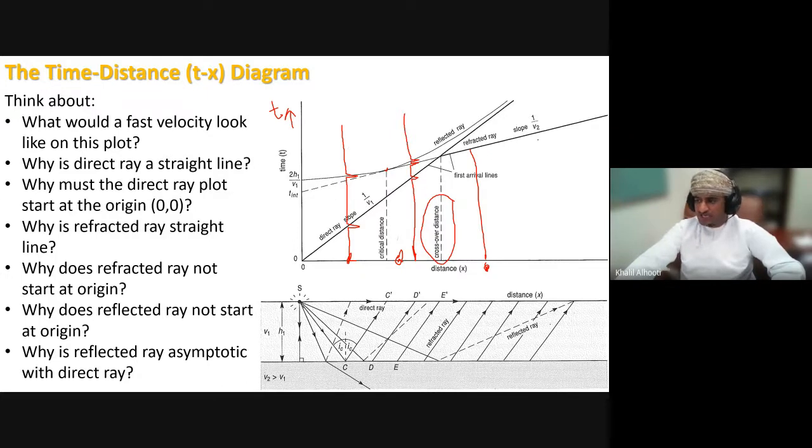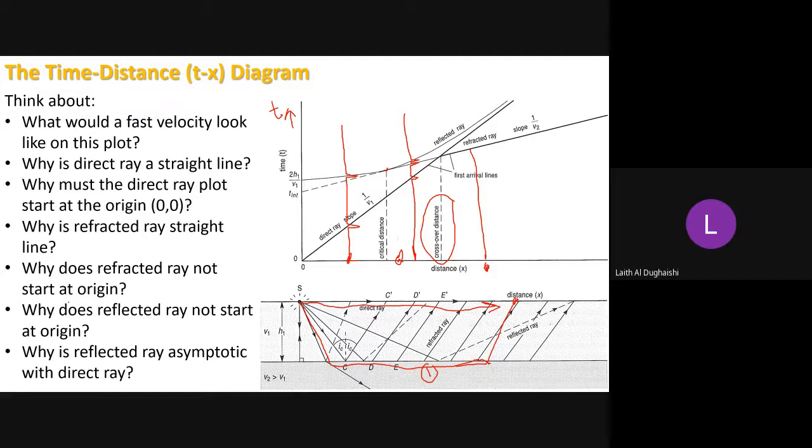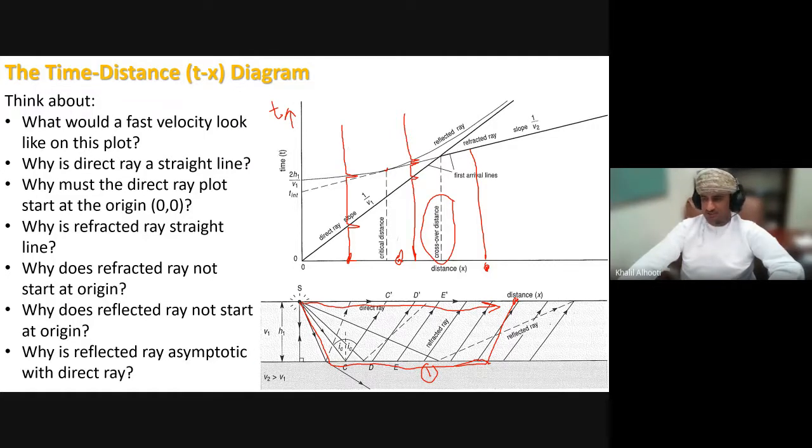So my question: why does this energy going into the second layer arrive here before the direct? What's the reason behind this path going down, traveling here, returning back, taking shorter time than the direct one, the straight path? Who can tell me? I think because the velocity in the second layer is faster than the velocity on the top. Yes, that's the reason. The velocity in the second layer is way faster than the velocity in the first layer.